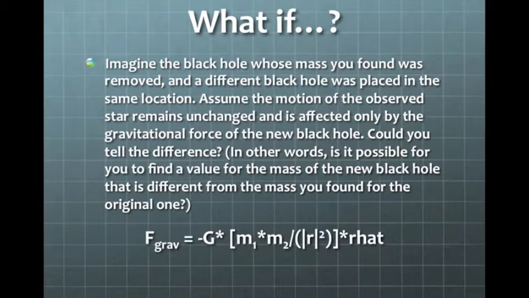For the what-if question: no, the mass of the black hole cannot be calculated if the motion of the star remains unchanged, along with its data points. There's no alternative gravitational force to calculate a new mass of the black hole. If the motion had been changed and had new points, the new mass could have been calculated.